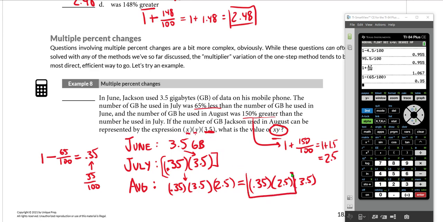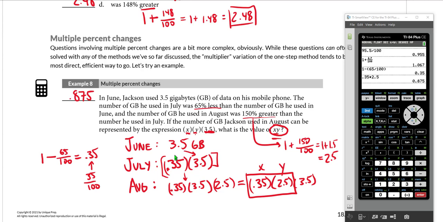Well, they're just asking me what x times y is, right? X is going to be that 0.35, y is going to be the 2.5, although it could be reversed. It doesn't really matter. This is a product, and we could commute those terms. So I'm going to do 0.35 times 2.5, and I'm going to get 0.875. That 0.875 is the product of x and y. So 0.875 times 3.5 is the amount that Jackson would have used in August.